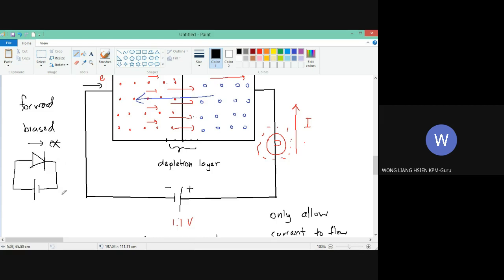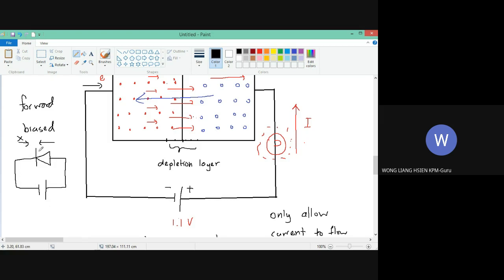Oh, sorry. I think I better follow this diagram. The current can flow in this direction. Current cannot flow in the opposite direction. This is the current flow, positive to negative. So you connect like this. This is forward bias connection. Okay, this is forward bias.